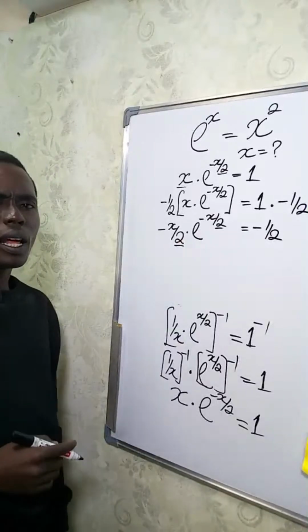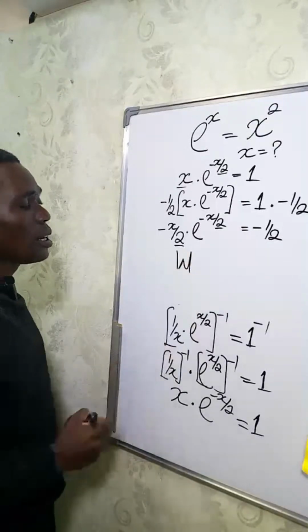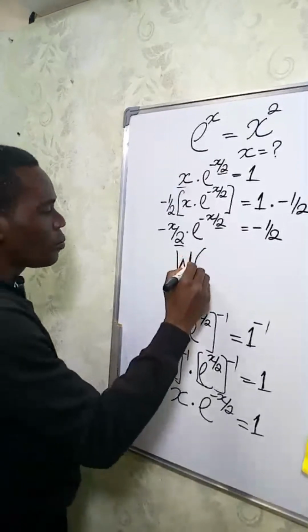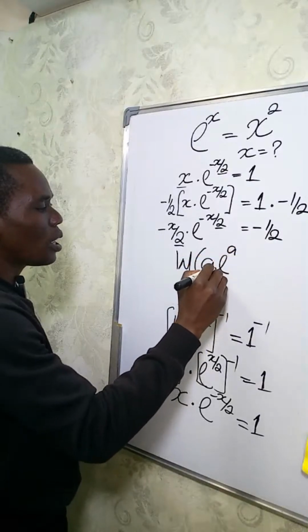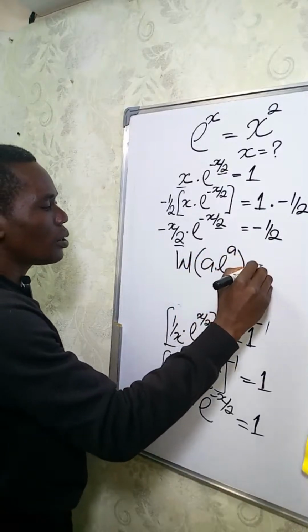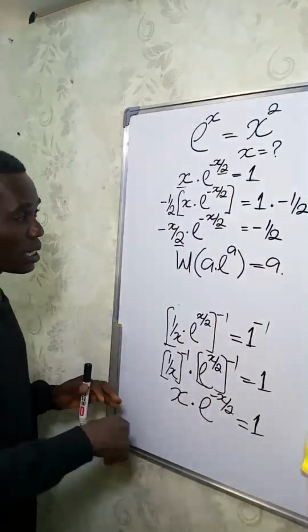Now, remember the Lambert rule. The Lambert rule said if we have the Lambert W of a given value a multiplied by the exponent value of a, that this simply is equal to a. So what does that tell us?